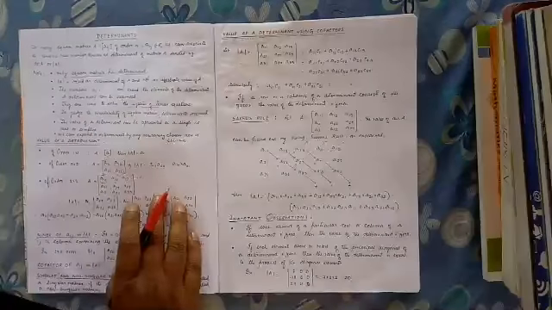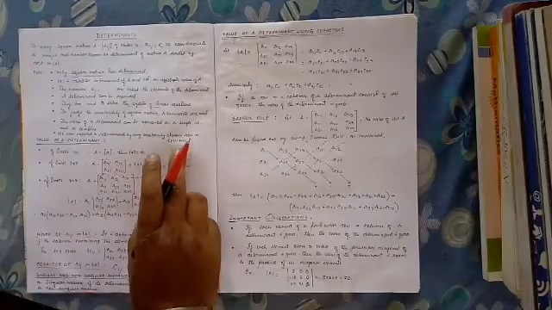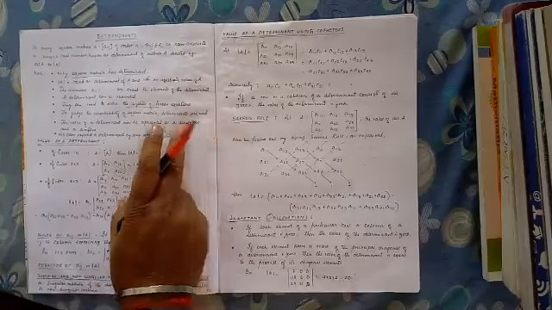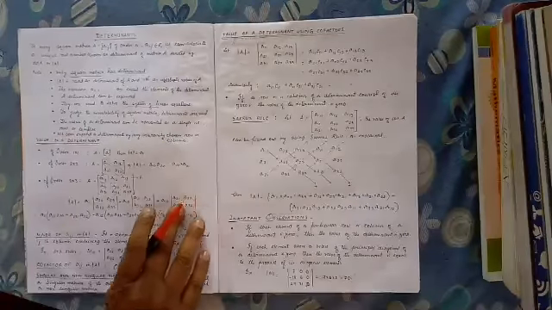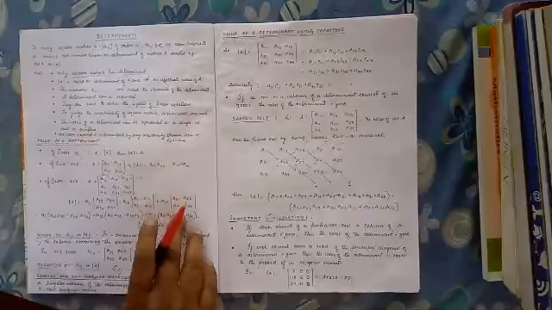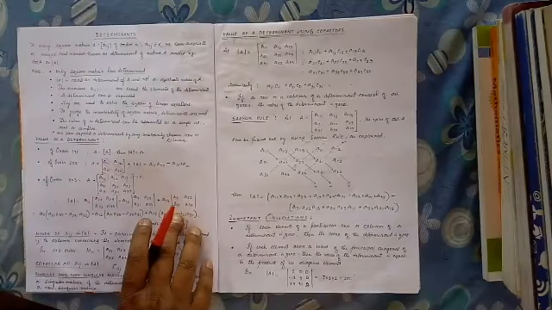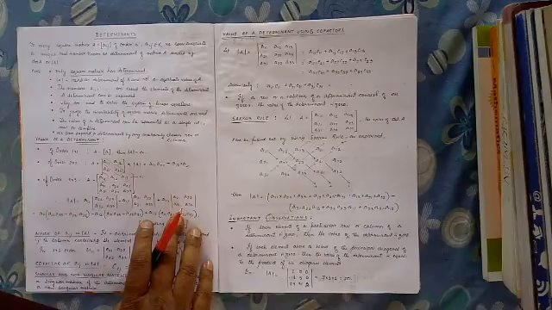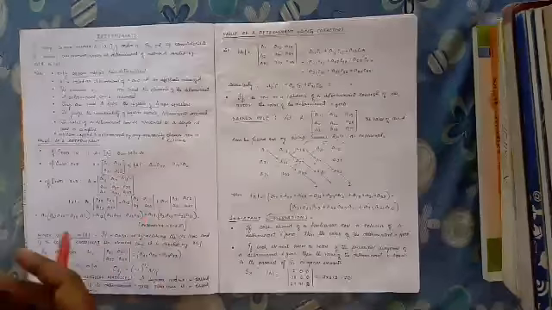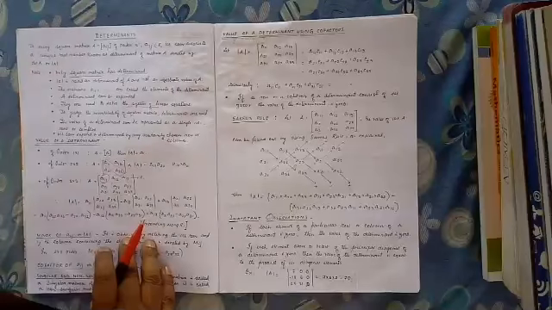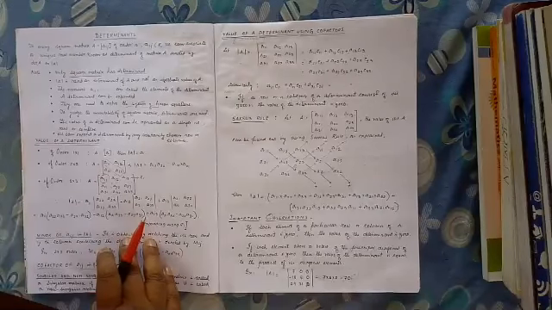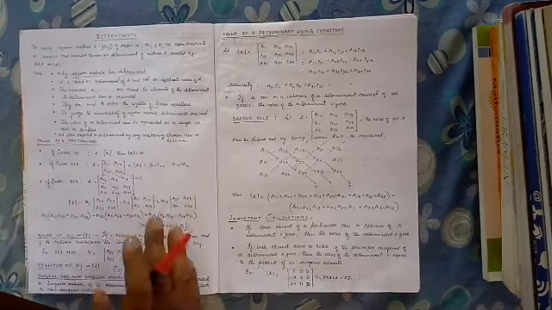The value of a determinant can be represented as a single number. That number may be a real number or a complex number. We can expand a determinant by any arbitrarily chosen row or column. That is, we can expand a determinant along any row, row 1, row 2, row 3, or along any column, C1, C2, C3.